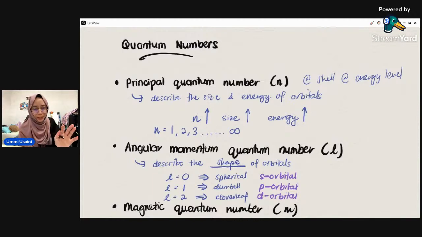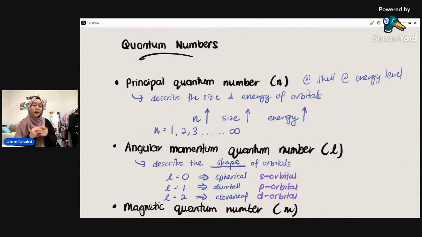Okay, tak apalah, kita stop sampai situ je. Okay, yang penting adalah untuk kamu tahu for each value of L dekat sini, 0 is for S orbital, meaning shape dia adalah spherical. L equals to 1 pula, type of orbital dia adalah P, so shape dia adalah dumbbell. And kalau L equals to 2 pula, shape dia adalah cloverleaf. Kalau type of orbital dia, kita panggil sebagai d orbital.